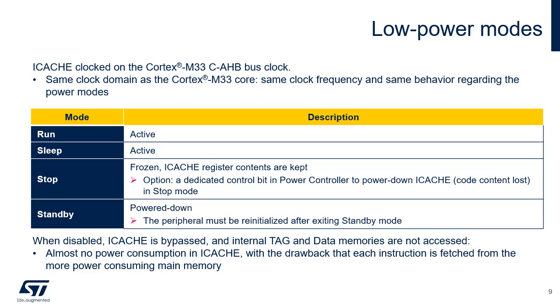When the ICACHE is disabled, the ICACHE is bypassed, except the remapping mechanism that remains functional. AHB bus requests, whether they're remapped or not, are just forwarded to the master ports. So the ICACHE consumes less because tag and data memories are not accessed, but each instruction is fetched from the more power-consuming targeted main memory.